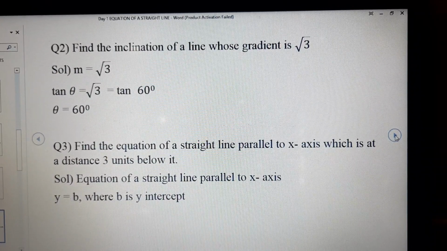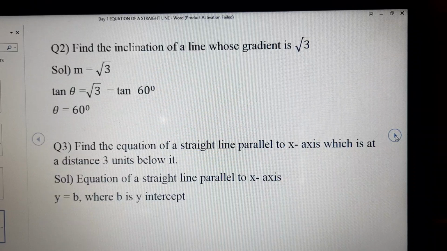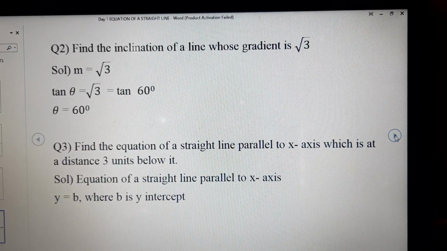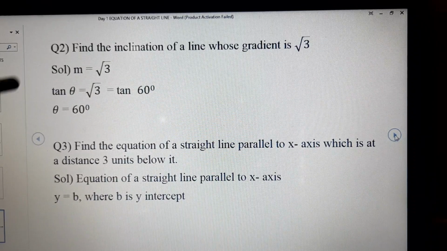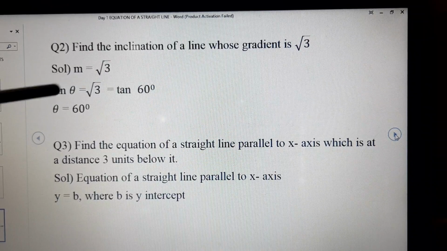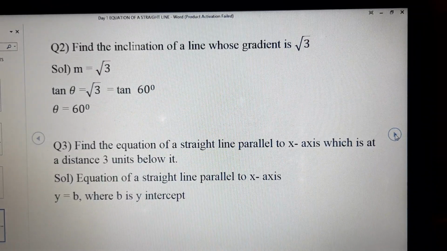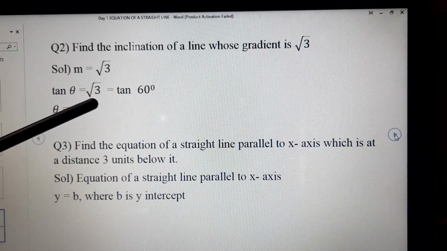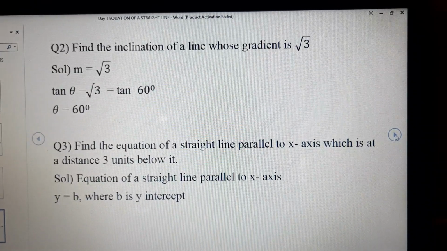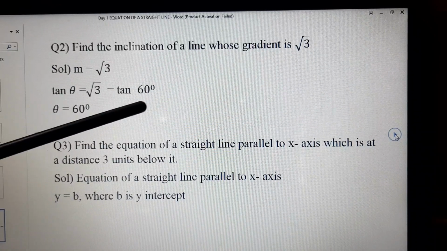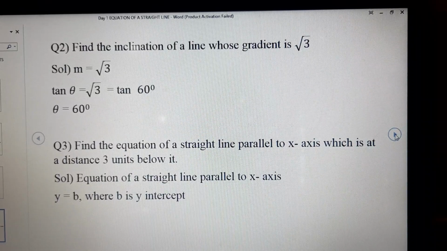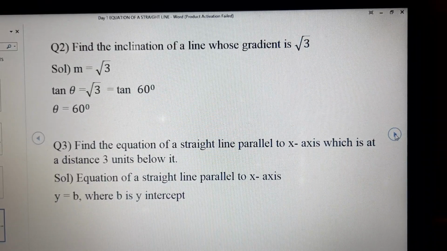Second question, find the inclination. Now we have to find the angle of inclination, theta, whose gradient is root 3. It means slope is given. Value of m is root 3 and we are supposed to find theta. So m is equal to root 3. We know that m can be written as tan theta. So tan theta is equal to root 3, and root 3 can be written as tan 60 degree because tan 60 degree is equivalent to root 3. Now if we compare, theta becomes equal to 60 degree. So the angle of inclination is 60 degree.